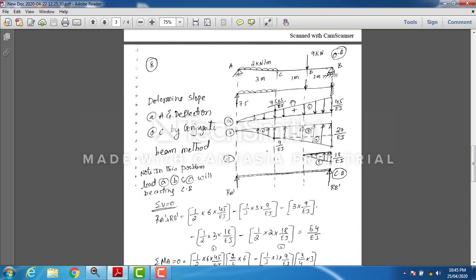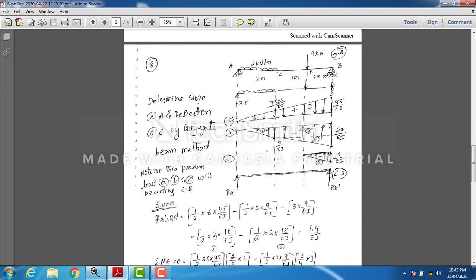Why I have drawn separate diagrams here is that it becomes very difficult when there is a UDL. If you have 2 point loads, it becomes very easy to draw the M by EI diagram and divide them. But if you get a UDL and a point load, and I draw the bending moment diagram combining them, the diagram will be a combination of a curve and a straight line. So it becomes difficult to divide them. That's why whenever you come across a UDL and a point load in a single beam, you draw separate diagrams.